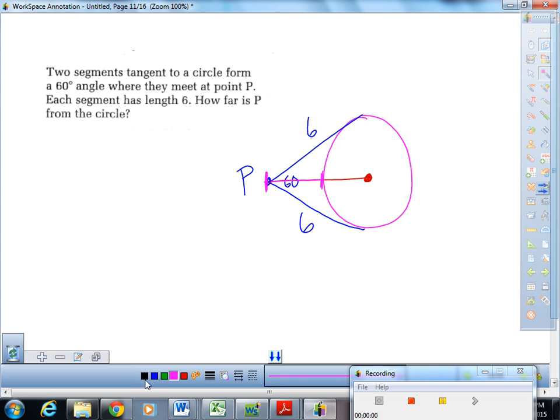Okay, once again, we've gone over this a lot in the last 2 days, so it's obviously a very critical concept. What's the relationship between the radius and the tangent?